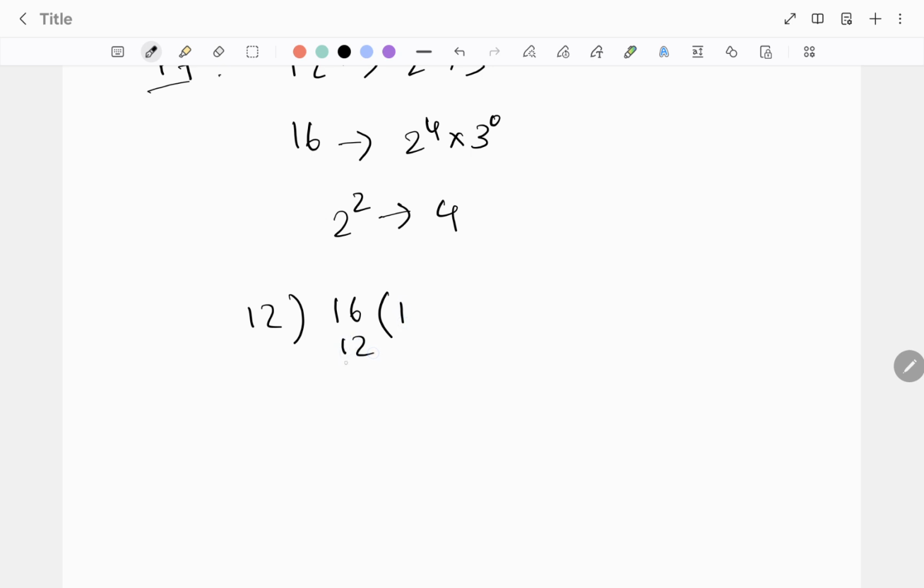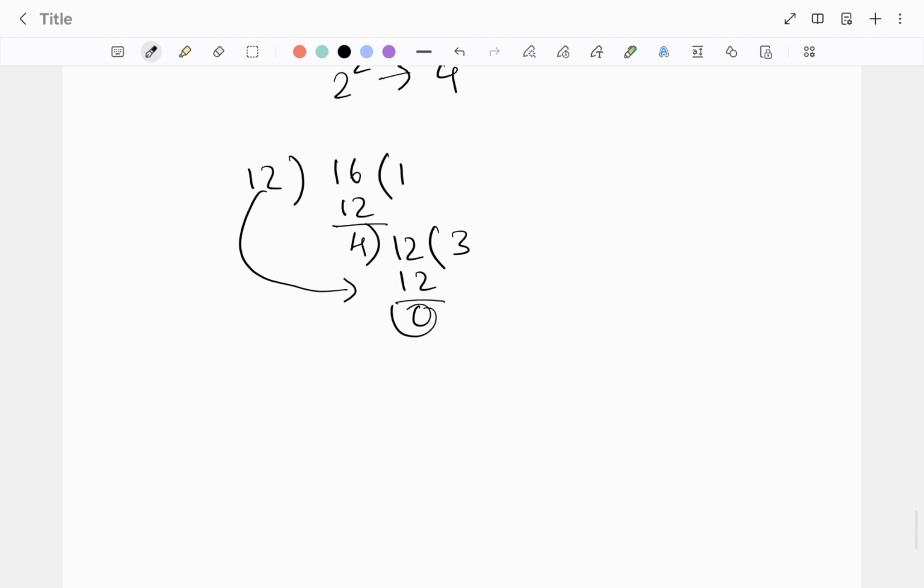12 ones are 12. The remainder is 4. Now 4 becomes the divisor and the previous divisor becomes the dividend. How many times does it go? 4 threes are 12. And the difference gives 0 as the remainder. Dividing by what number did we get 0 as the remainder? 4. So 4 is our HCF. Hope you understood this. Okay.